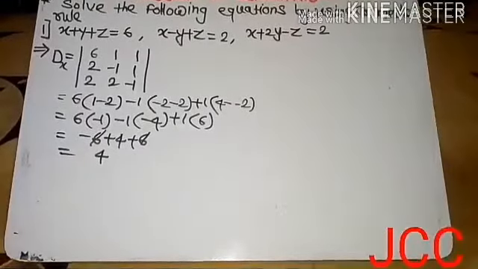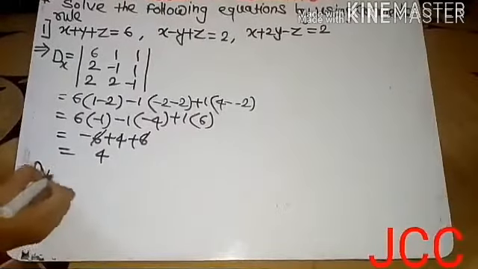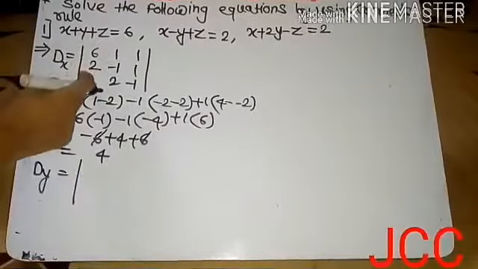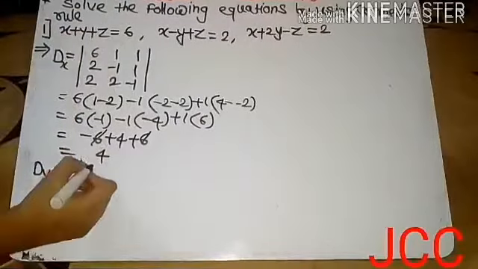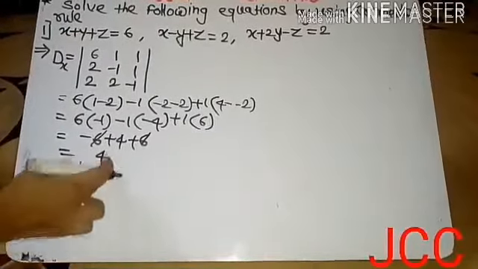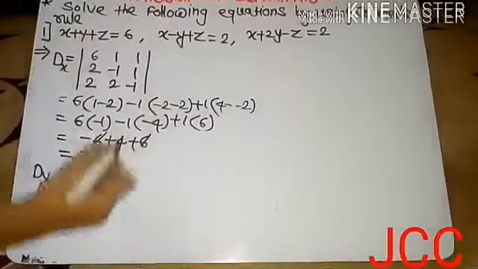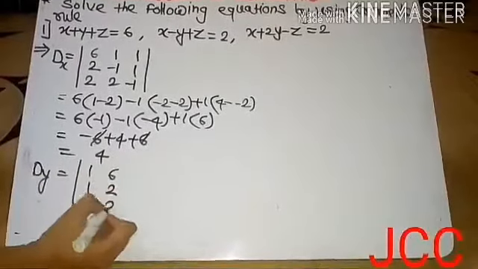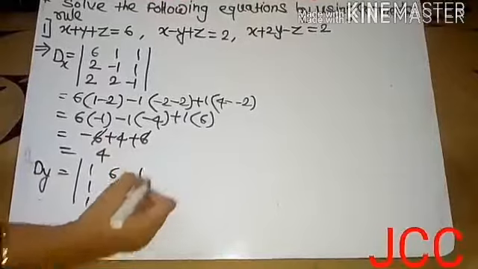In the same way, now we solve Dy, and for that the first column of x, 1 1 1, we write as it is. In place of the second column we write the right side elements 6 2 2. The third is as it is, 1 1 minus 1.